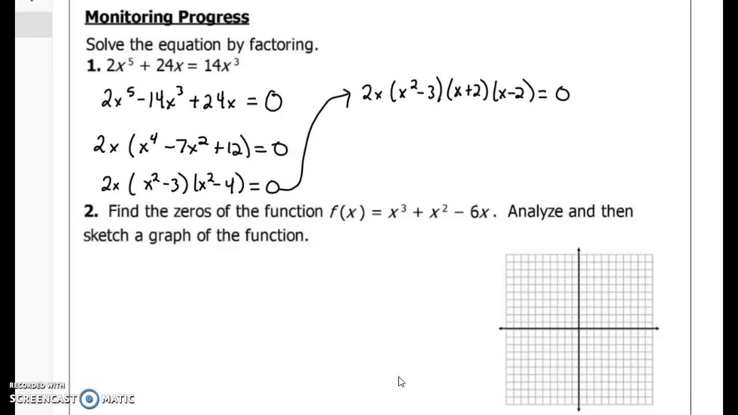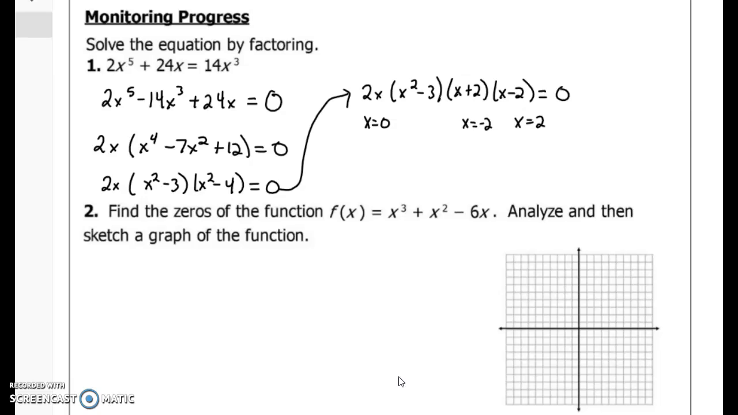Okay, so now to solve. If I set the 2x equal to 0, I get x equals 0. Let's come back to the x squared minus 3 in just a second. If I set the x plus 2 equal to 0, I get x equals -2, and if I set the x minus 2 equal to 0, I get x equals 2.